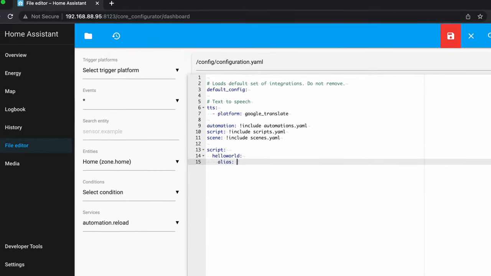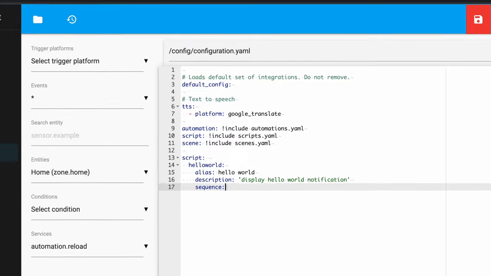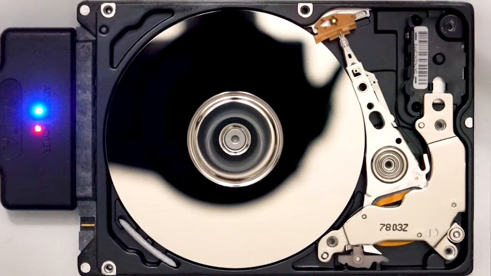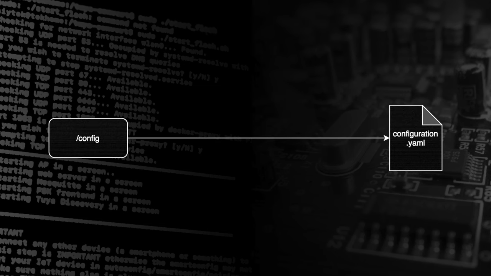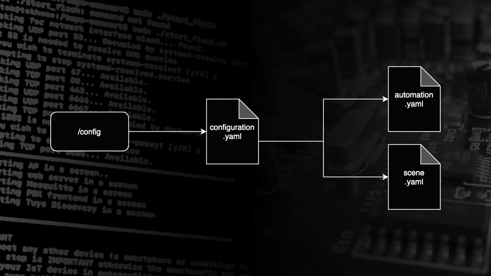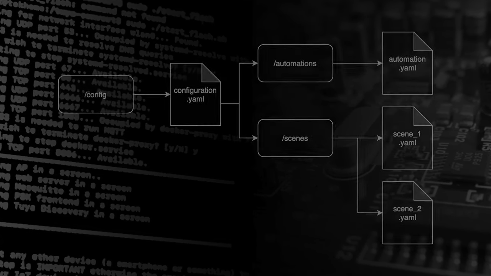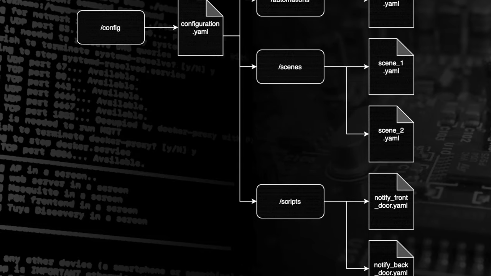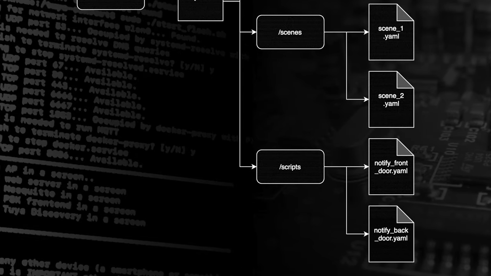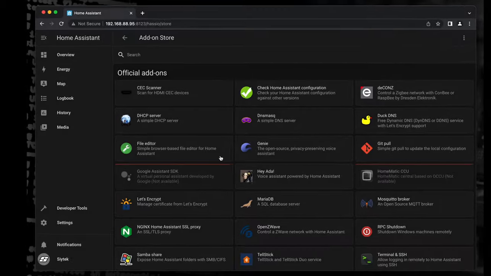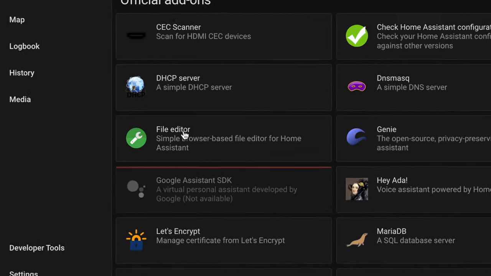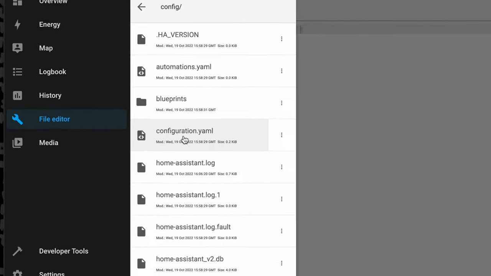YAML configuration script. It is possible to put your entire Home Assistant configuration in the configuration.yaml file. Alternatively, you can split your configuration into multiple files, for better organization. Each additional YAML file is referenced in the main configuration.yaml file. The Home Assistant file editor is the quickest and easiest way to edit YAML files.